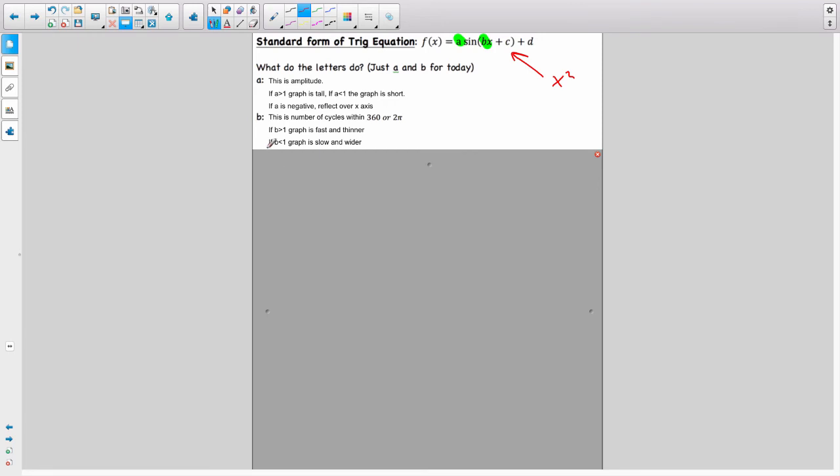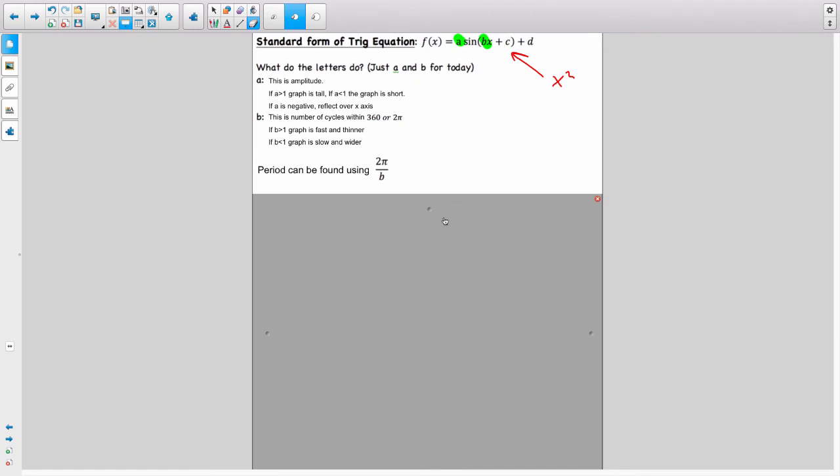Now this b number, like we just said, if it's larger than 1, the graph's going to get really, really fast. It's going to look like this, just jumping around like a heartbeat. Now if the b is less than 1 in the equation you're given, it's going to be really drawn out, like a slow turtle. Okay? We'll learn more about that later. Don't stress.